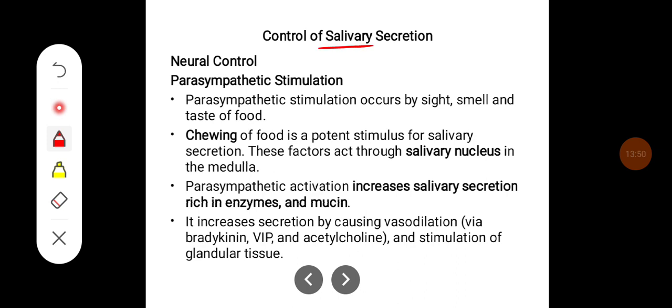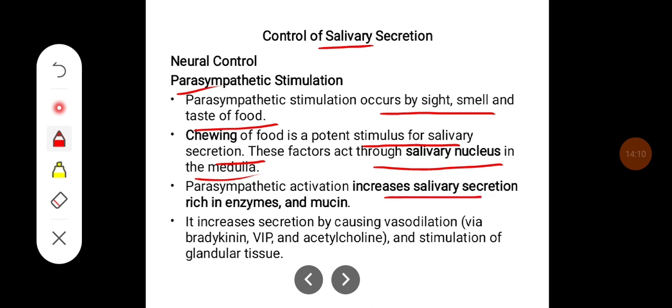Control of salivary secretion. It is mainly controlled by neural mechanism, especially parasympathetic stimulation. Parasympathetic stimulation occurs by sight, smell, and taste of the food. Chewing of the food is a potent stimulus for salivary secretion. These factors act through the salivary nucleus in the medulla.